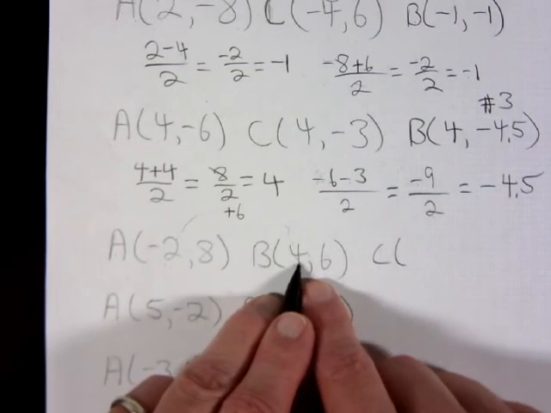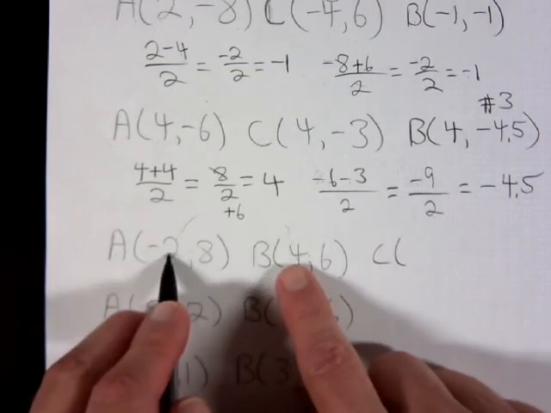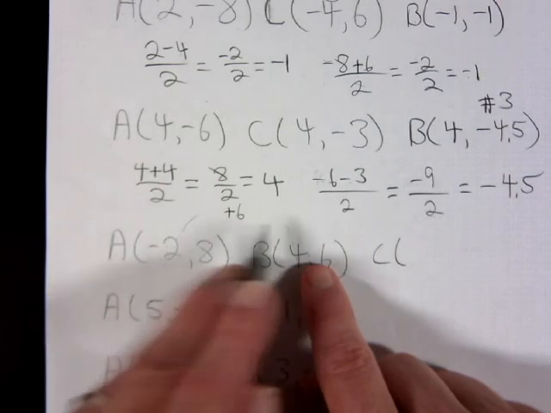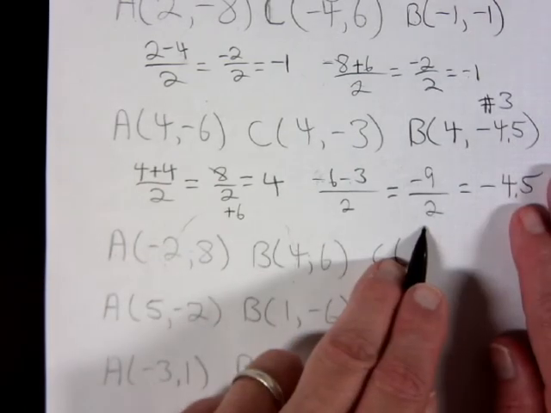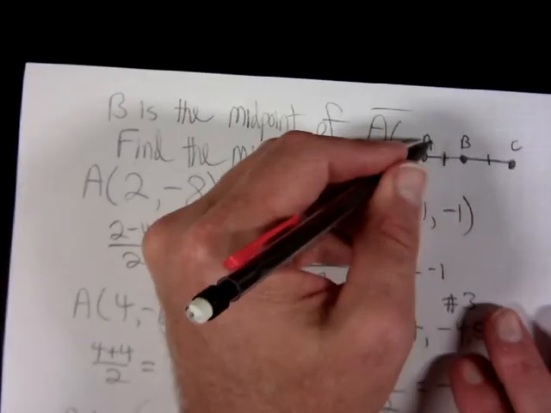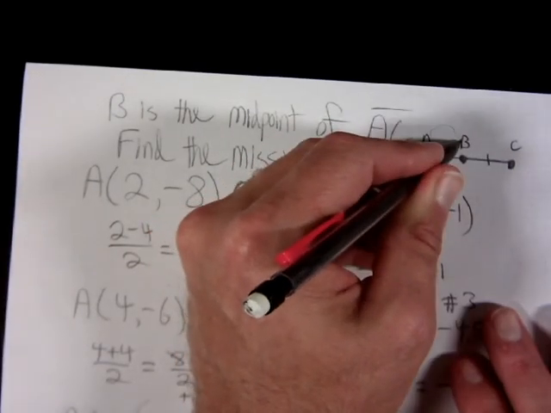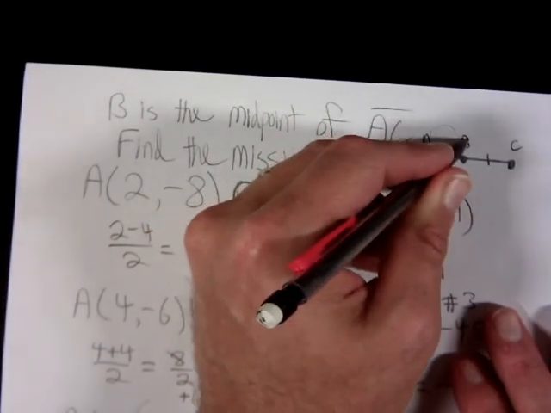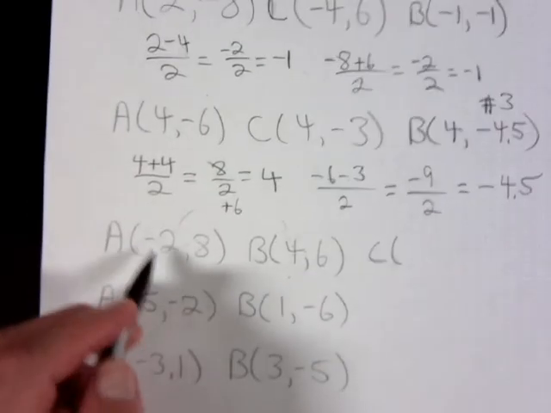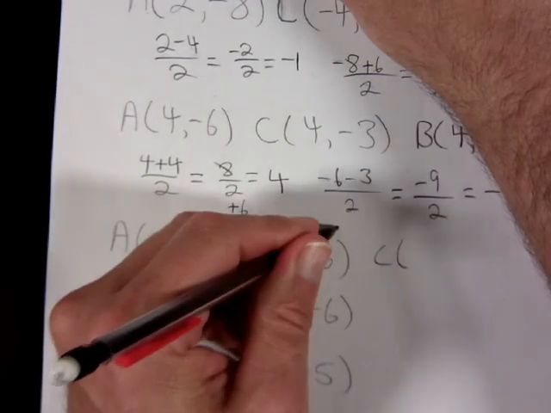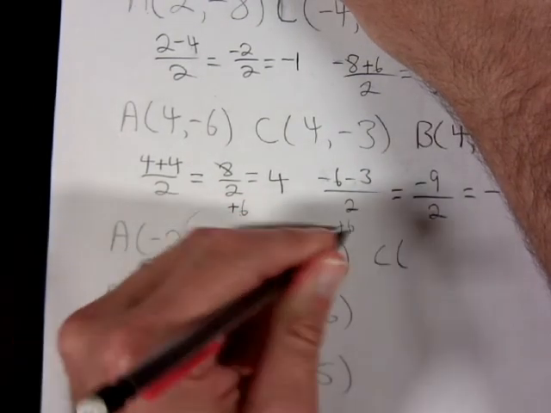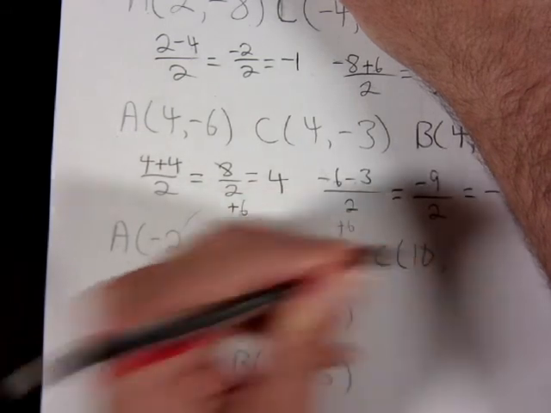Well, here's the deal. If you have to go up by 6 to get from one end to the middle, then you've got to go up another 6 to get from the middle to the other end, right? And so -2 plus 6 is 4, and then 4 plus another 6 is 10. So 10 is the x-coordinate of the answer.